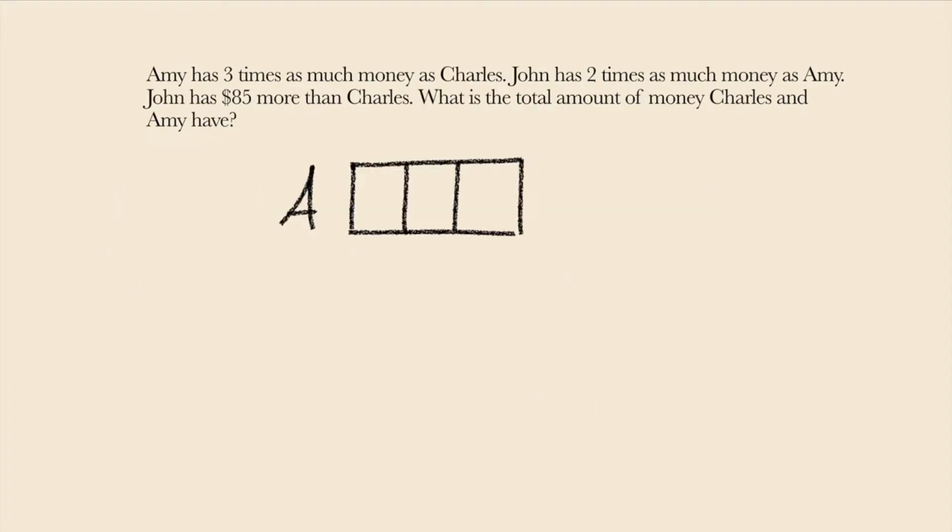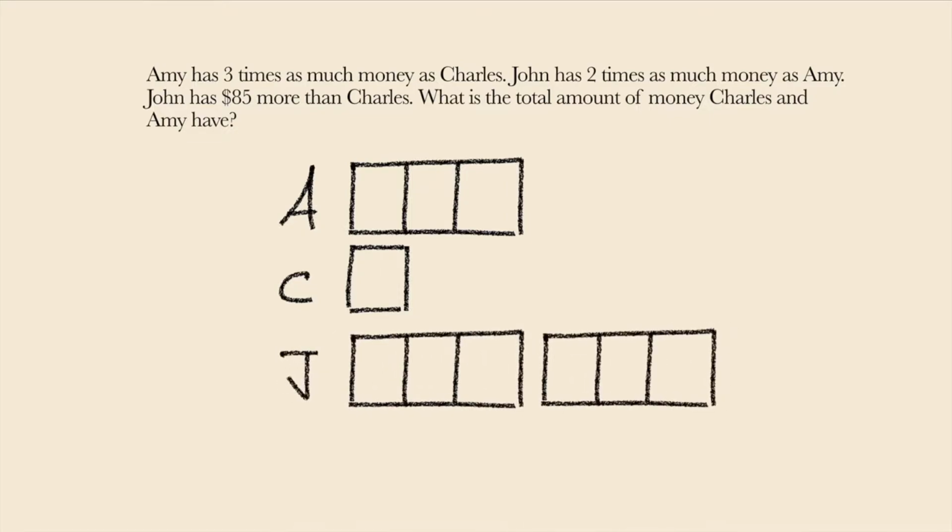So A had 3 times as much as C, so 3U and 1U. John had double as much as Amy. So whatever Amy has, that's 3 units. John has twice of that. So take 3 units times 2, that's 6 units. Now the difference between J and C is 85. So in terms of the diagram, what's the difference?